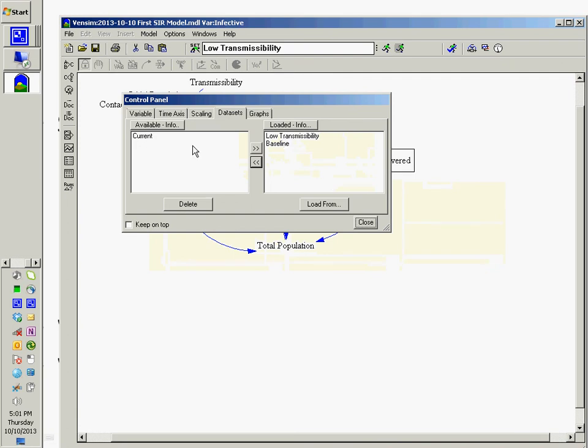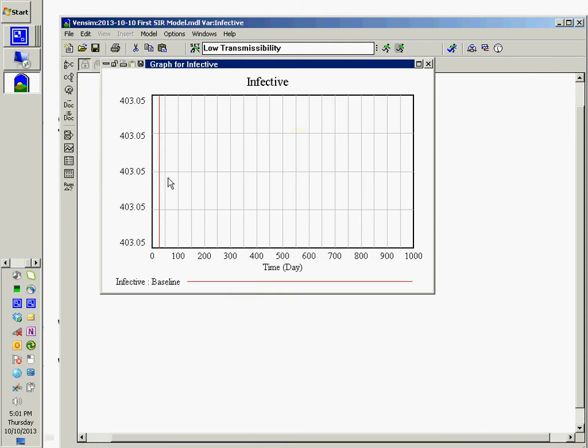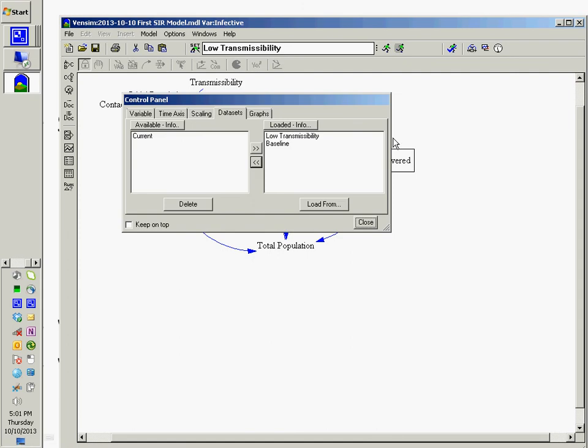I can go look at the number of infective individuals. I'll see this, but it's only giving the baseline. Did I knock it out? That's a curious thing, why it's not displaying. I don't know what I did. I say graph of infective, and you notice it's too small there.